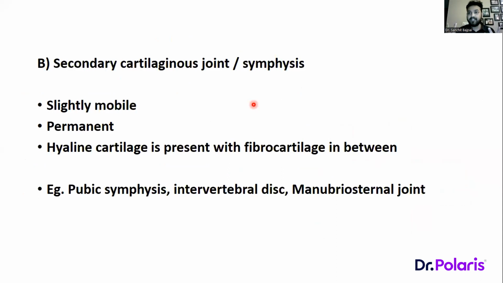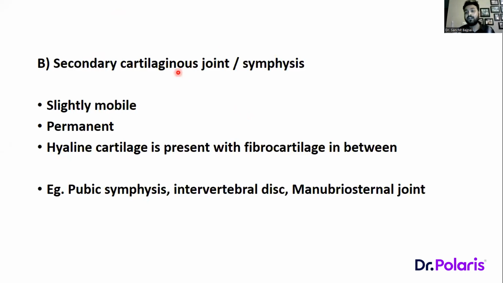So I told you there are two categories. One type of category I have already told you, that is synchondrosis or primary cartilaginous joints. The second type of category of cartilaginous joints is secondary cartilaginous joints. Now there is a very important term given to it: symphysis. Sym means together, physis means growth. So symphysis means if two bones are attaching to each other and growing, that particular thing is given the name secondary cartilaginous joint. Got the idea, right? So what do you mean by secondary cartilaginous joint?